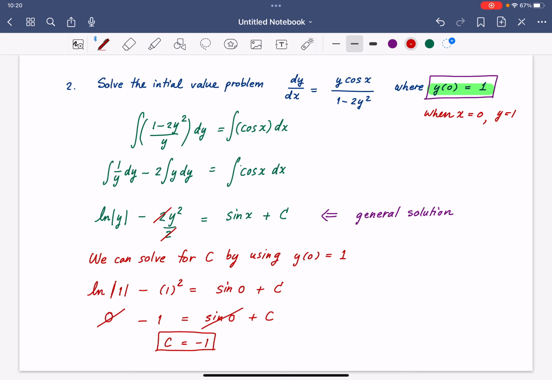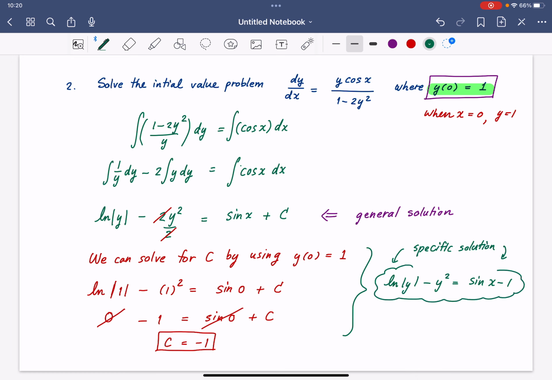Okay, and now it comes back to the solution. Now the solution is going to be log y minus y squared equal to sine x minus 1. This is the specific solution. So you solve for c after that. It's going to be this one. Looks pretty simple, right? This is a separable equation.